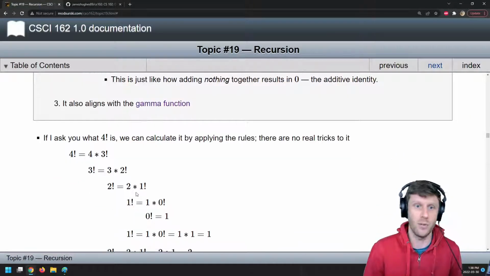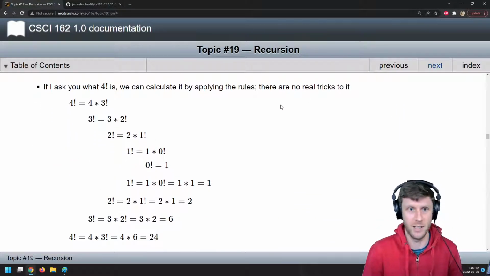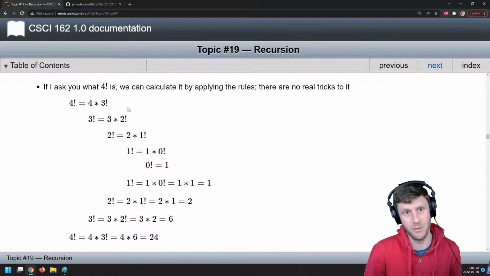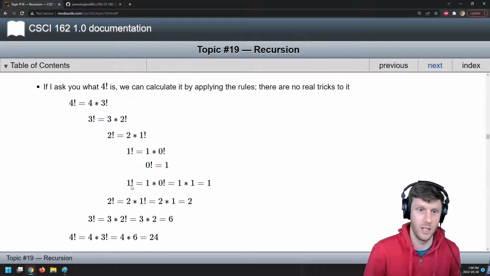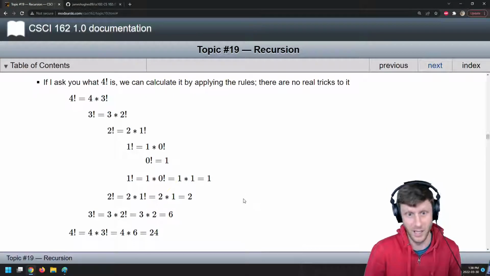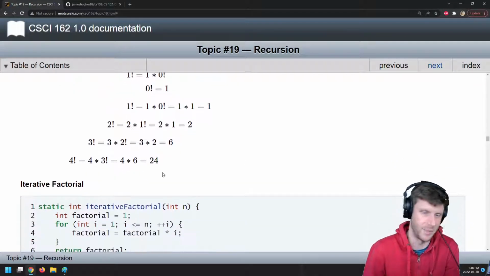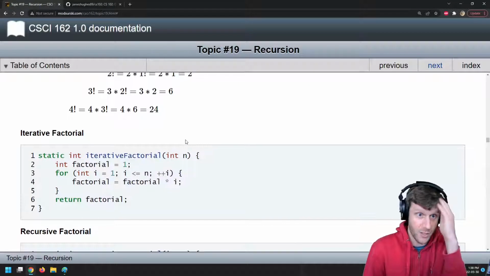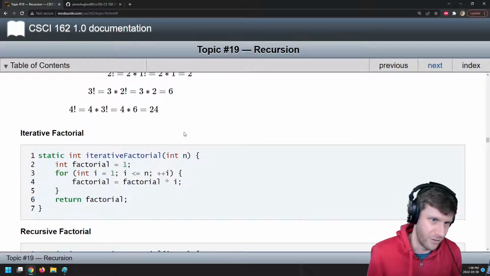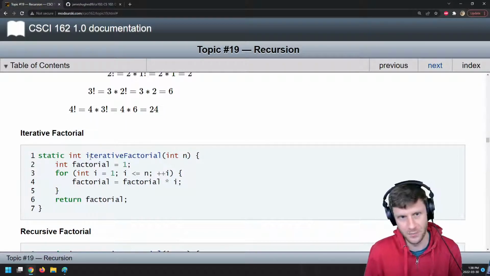Okay, so if I ask you what 4 factorial is, we can calculate it by applying the rules. All right, 4 factorial is 4 times 3 factorial. 3 factorial is 3, 0 factorial is 1. 1 factorial equals 1 times 0 factorial, which is equal to 1 times 1, which is equal to 1. This is just the same thing we just did, except I did it to 5. So here's an iterative factorial.